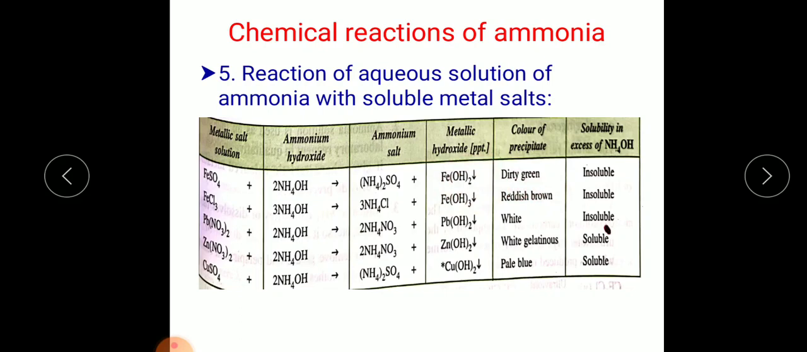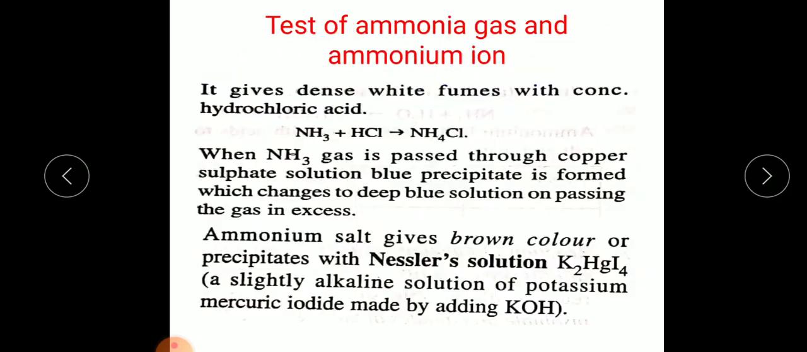Like that, you can study the other metallic salt solutions as well, and see what the color of the respective precipitates formed will be. How can we identify ammonia gas and the ammonium ion? It gives dense white fumes with concentrated hydrochloric acid.